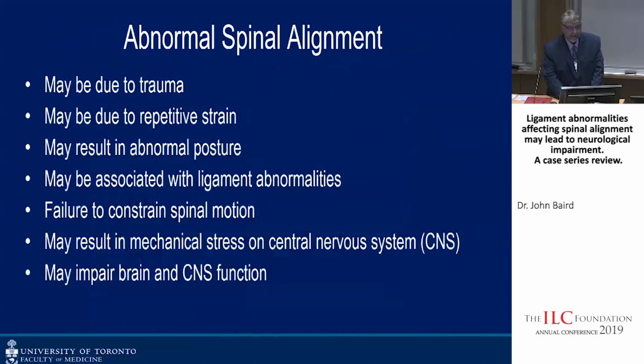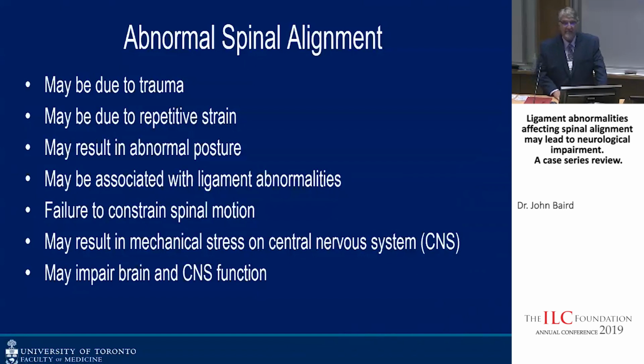So we end up at the starting point looking at abnormal spinal alignment, that it may be due to trauma. And that's been brought up earlier by some of the other speakers talking about concussions and so forth. And it may be due to repetitive strain, problems in posture, people in work environments that have physical stress on their body. And as a result of the spine being out of alignment, it can develop into abnormal posture. And we had some great discussion earlier today about abnormal posture. And it can be associated with ligament abnormalities as well.